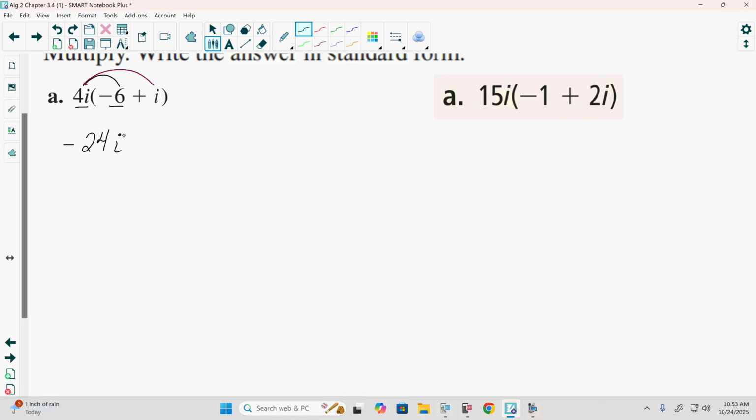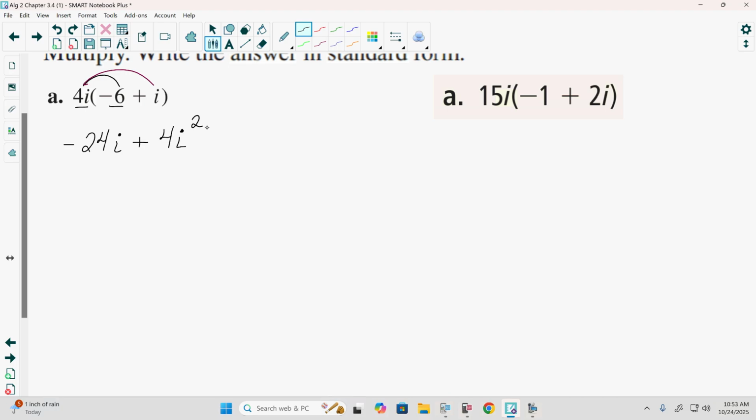And we still have our i term, because 4 times negative 6 is negative 24, and we still have our i. Plus, because we have 4i times i, well, it would be 4 times 1, which is just 4. But we do have i times i, which would be i squared. Almost. The only issue we have with saying this is our final answer is we cannot have i to a power, i to an exponent.